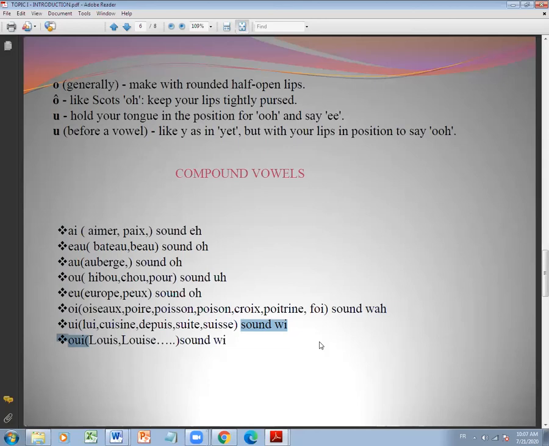The next one? Depuis. Very good. Next? Suite. That word also exists in English. A suite can be a type of room. Then the last one? Suisse. Double S is the S sound, single S is Z. Suisse is Switzerland, we say Suisse in French.